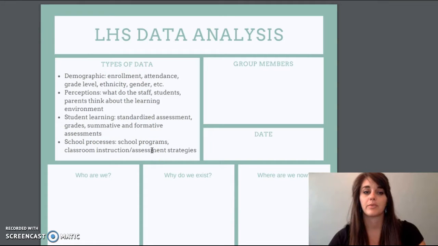I think that it's important that staff realize that not all data is just numbers, and so I wanted to give them something to continually go back and look at as they are going through some of these questions to remember what actually is data, what isn't, and what they can put on the sheet. I went ahead and put a spot for group members just in case group members change or if they're consistent.